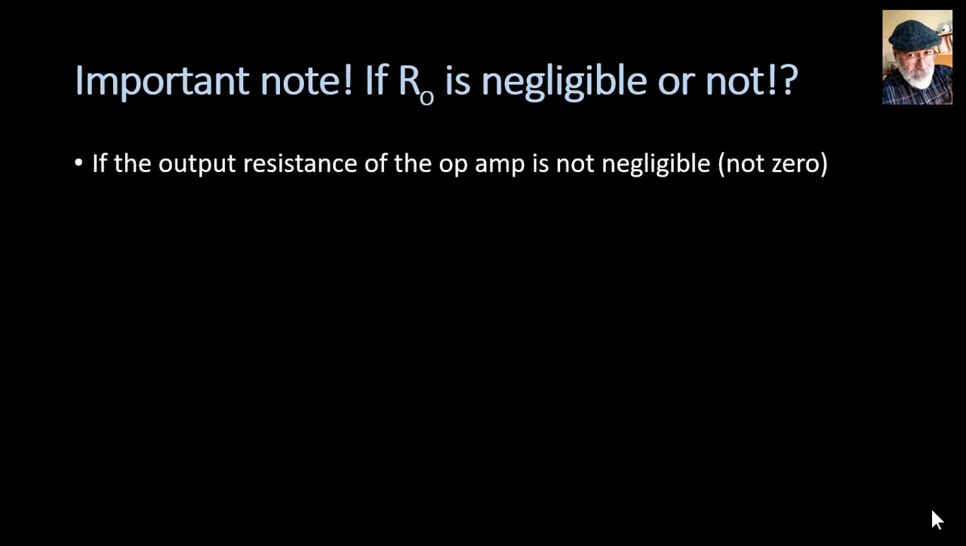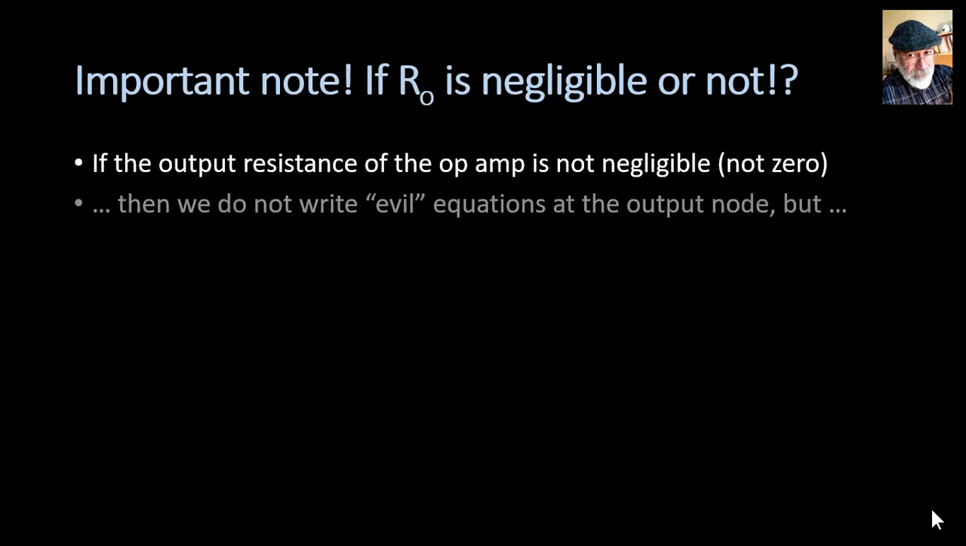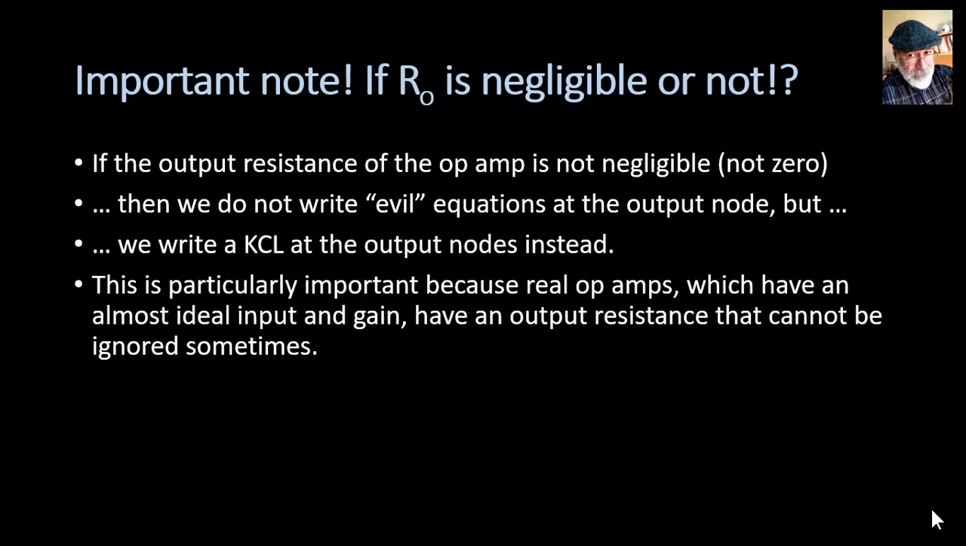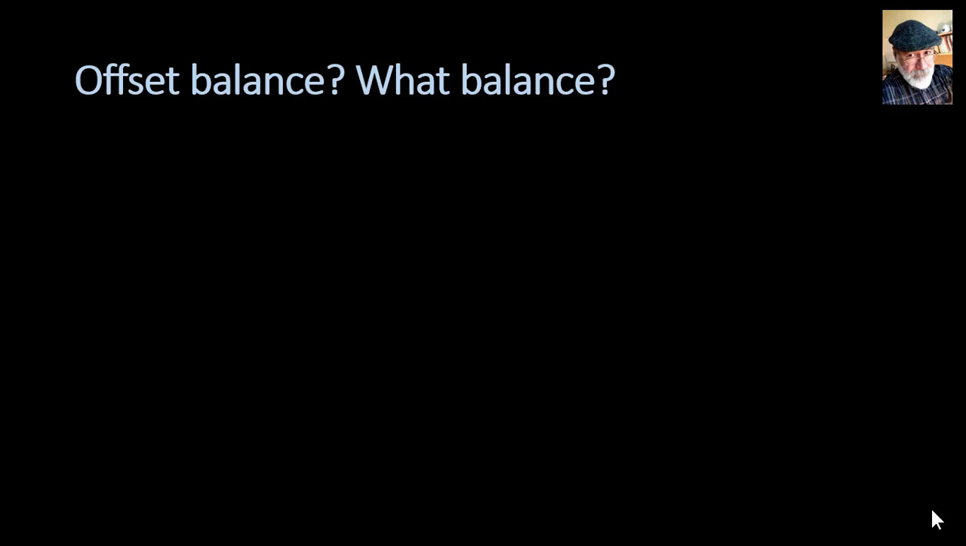Remember, if the output resistance of the op-amp is not negligible, is not 0, then we don't write an evil equation for the output node, but we write a KCL equation instead. This is particularly important because real op-amps, which have almost ideal input and gain characteristics, still have an output resistance that cannot be ignored all the time.